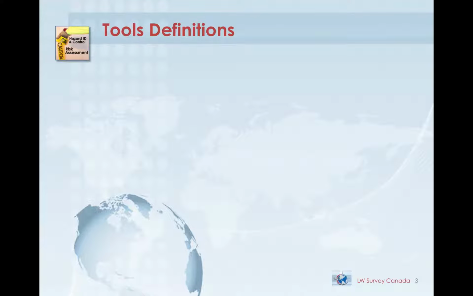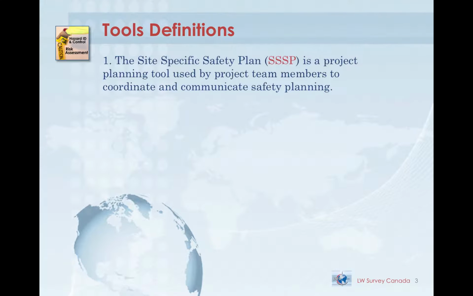The Site-Specific Safety Plan is a project planning tool used by project team members to coordinate and communicate safety planning. It's particularly useful for planning and communicating with other companies on projects with multiple operations, but it can be used anytime you want to formally organize your project safety. It may help to think of the Site-Specific Safety Plan as both an internal and an external document.